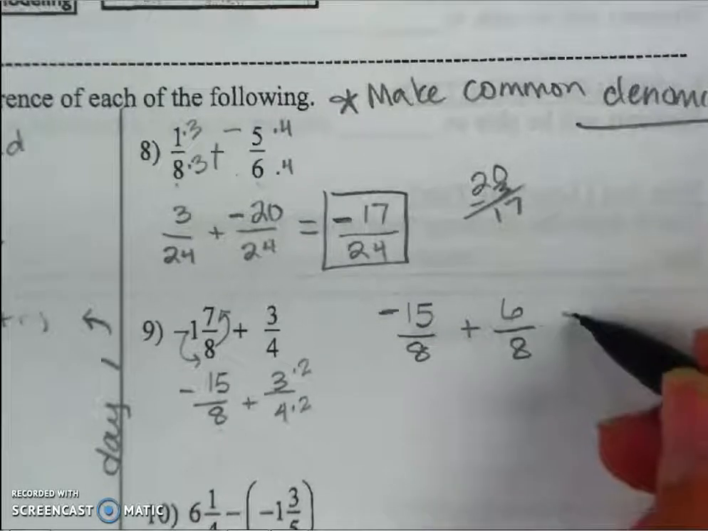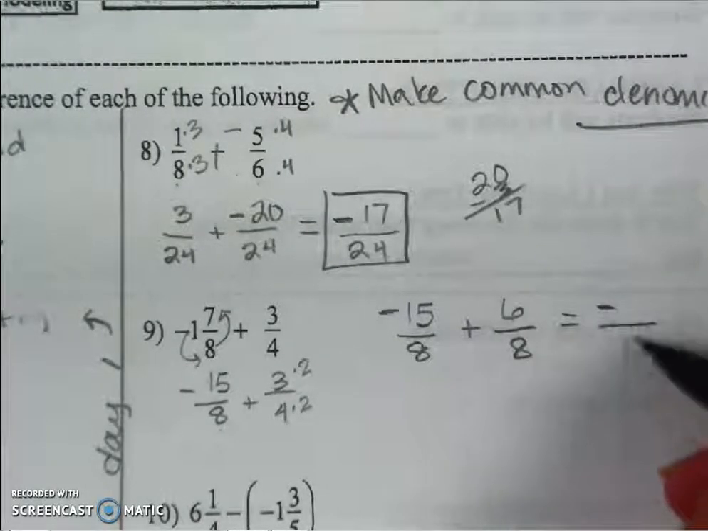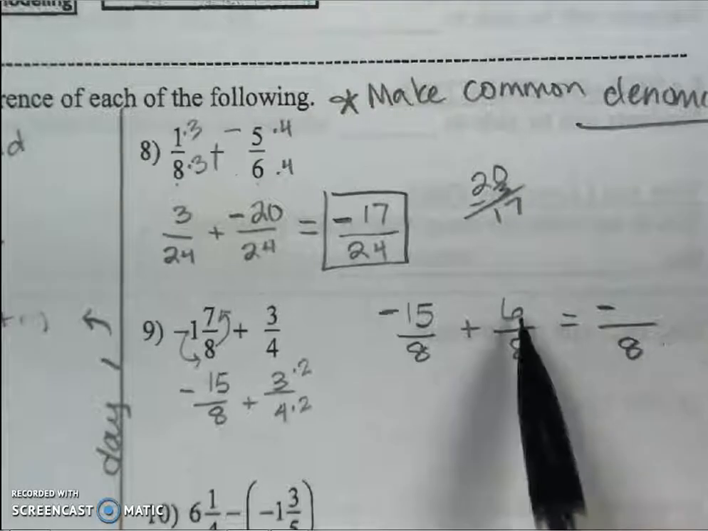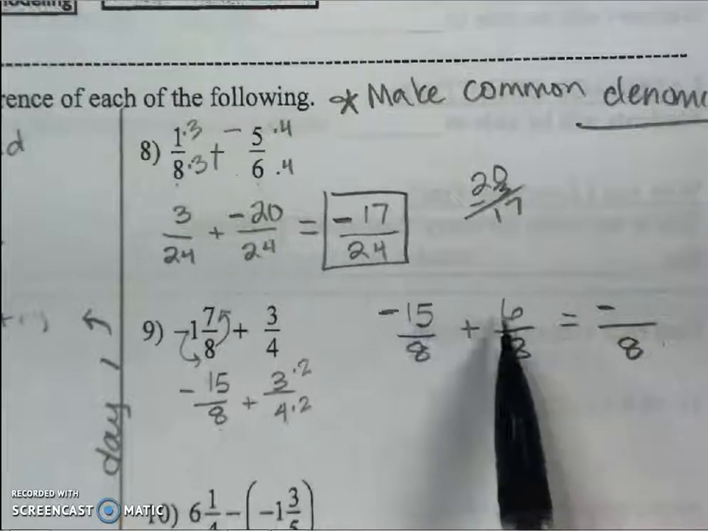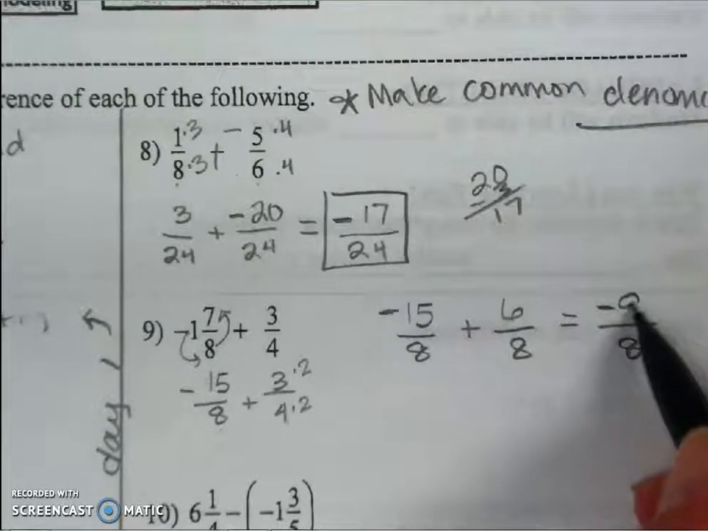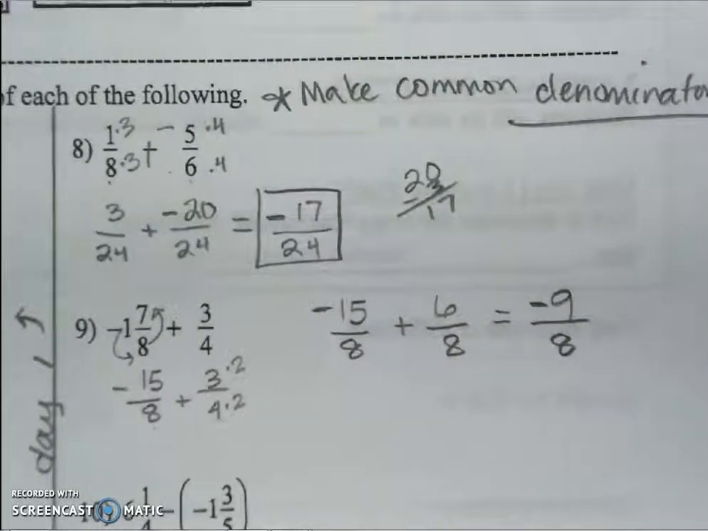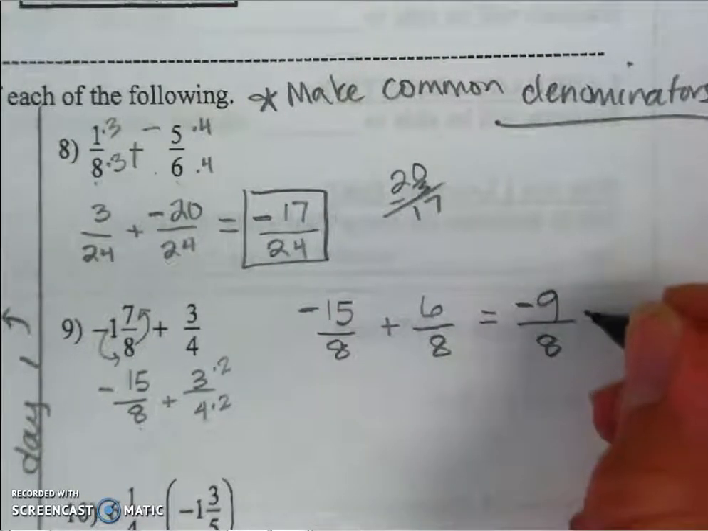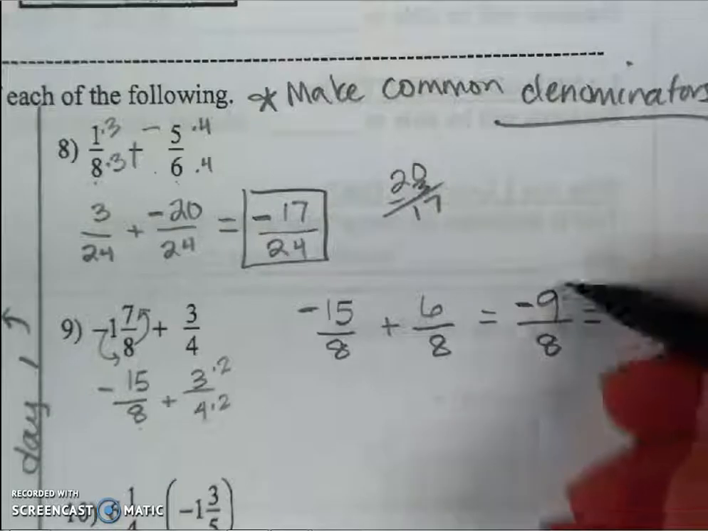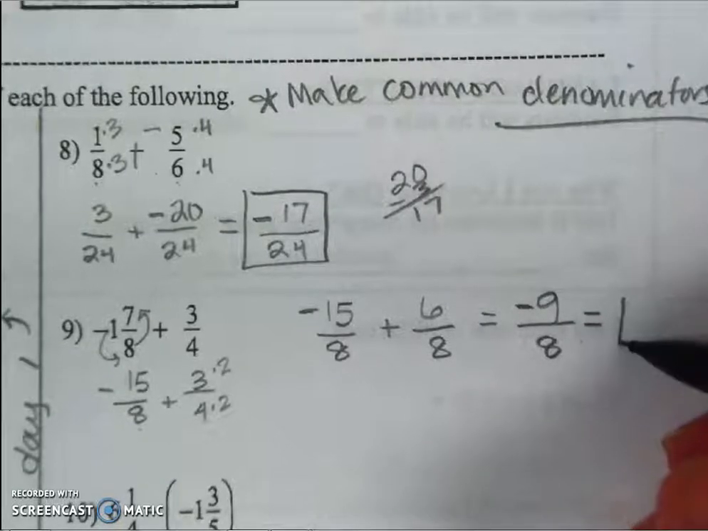All right, so our answer is going to be negative something eighths. And how many more do I have? Well, from 15 to 6 means I have 9 more. So I have negative 9 eighths. That's now an improper fraction. So how many eighths can I take out of 9? I could take out 1.